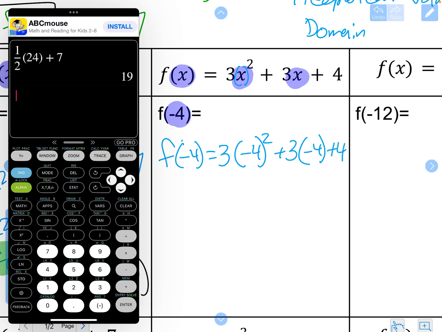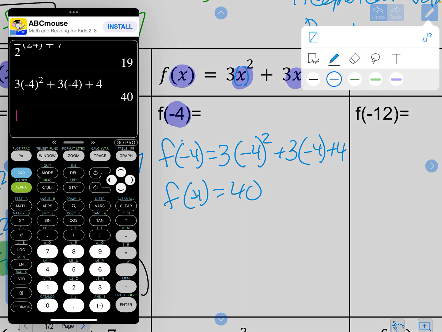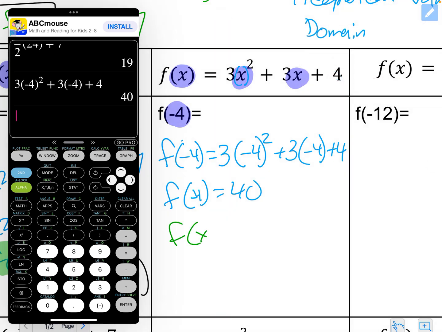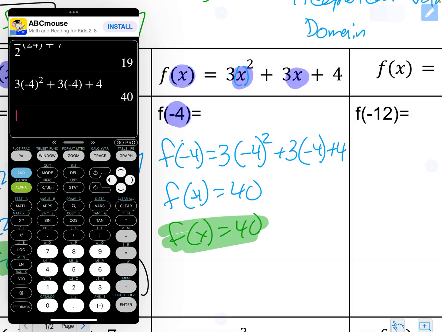So again, we just have to type this into our calculator. 3, parentheses, negative 4, parentheses, squared, plus 3, parentheses, negative 4, parentheses, plus 4. And so our answer, or our f of negative 4, equals 40. So if we write this in our function notation, f of x equals 40, and that's going to be my output. So again, my input is my x value, so negative 4. Our output is our y value.